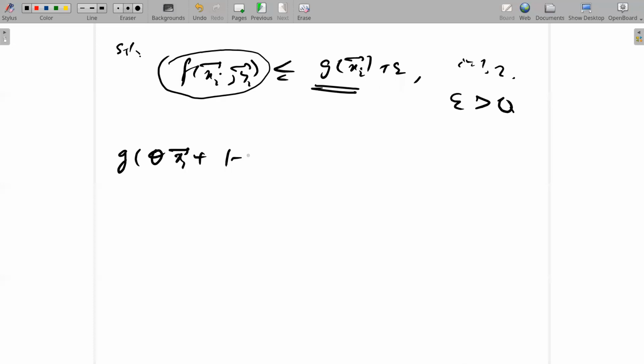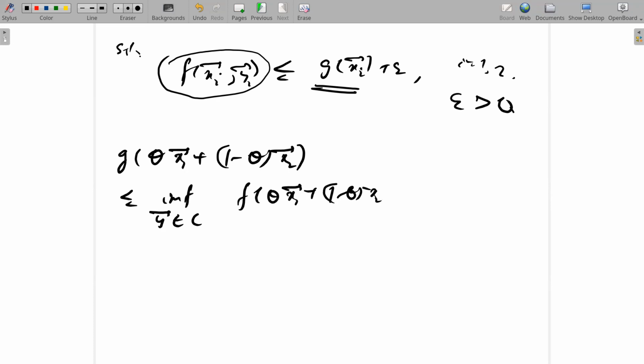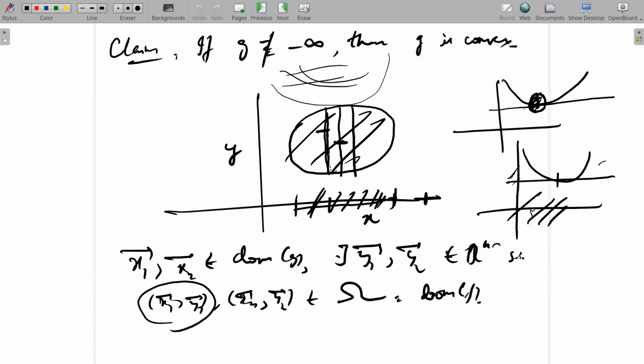So g of theta x1 plus 1 minus theta x2 is less than or equal to the infimum over y, such that this quantity, theta x1 plus 1 minus theta x2, y, actually belongs to the domain of f. And we know that this is not empty because x1 y1 is in the domain, x2 y2 is in the domain.